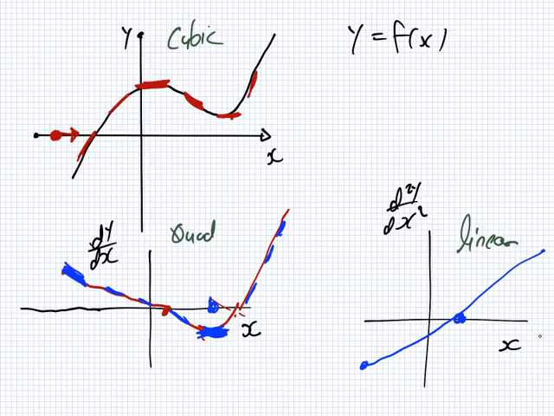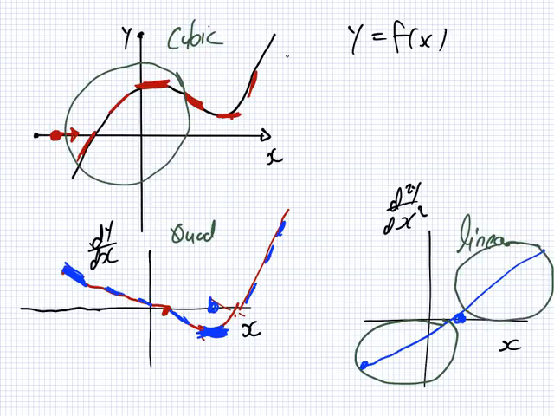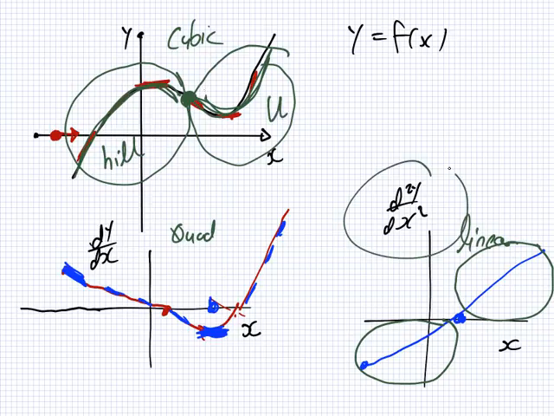So what does the second derivative tell us? Well, notice here, when it's negative, that's this part of the graph. And notice here, when it's positive, that's this part of the graph. And here, when it's zero, that's this part of the graph. This shape here is like a hill shape, isn't it? Whereas this shape here is a valley shape, a U shape. So what the second derivative can tell us is something about the shape.